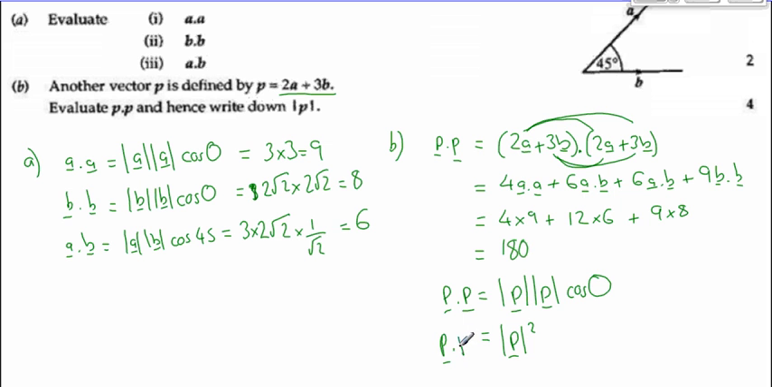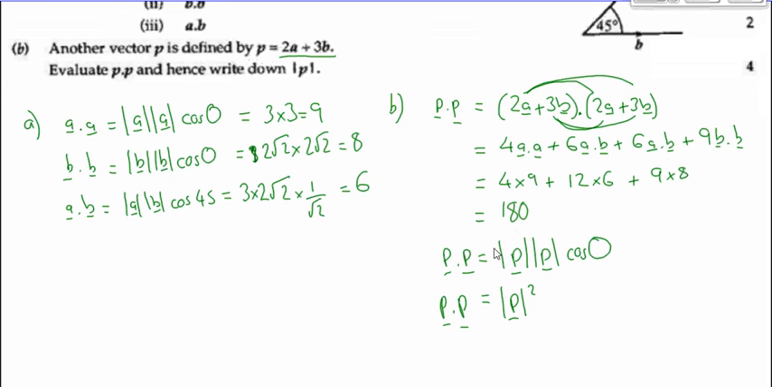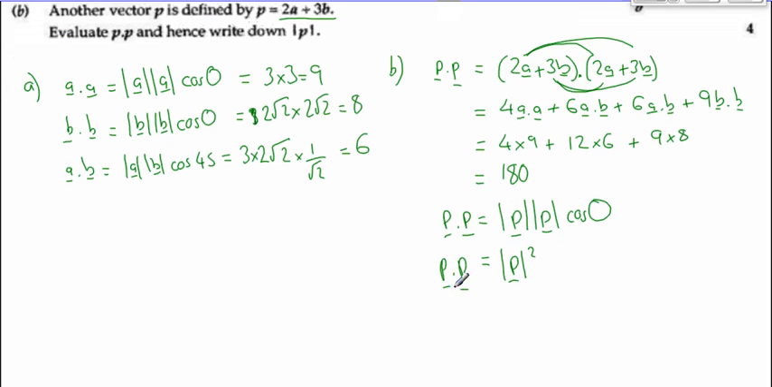So if we know that P dot P is 180, 180 is equal to the magnitude of P squared. So the magnitude of P is just going to be root 180. Okay, you could simplify that, but you're not going to get any marks for it because it's a National 5 skill.